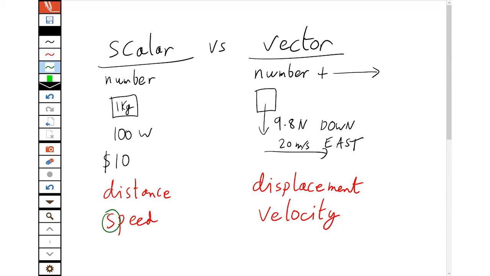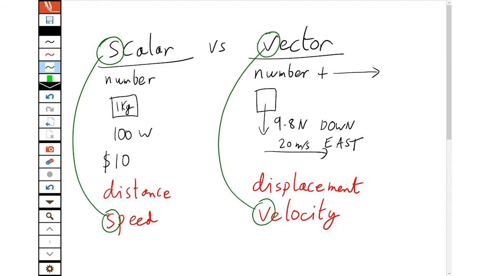And those are pretty nice. You can see they alliterate. Speed is the scalar, velocity is the vector. And we're going to go on and see those in more detail right now.